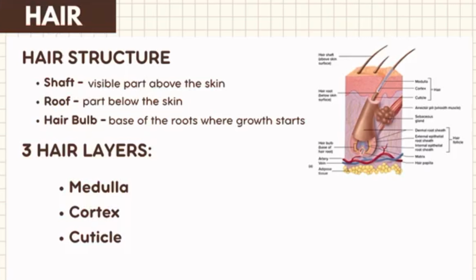And we also have three hair layers. First is the medulla. When we say medulla, it is the soft, central core. Then the second is the cortex. It is the thick middle layer with hard keratin that gives the strength. Lastly is the cuticle. It is the outer protective layer with overlapping cells.